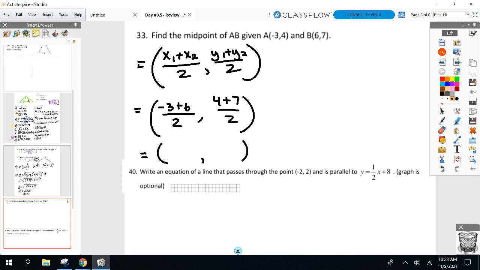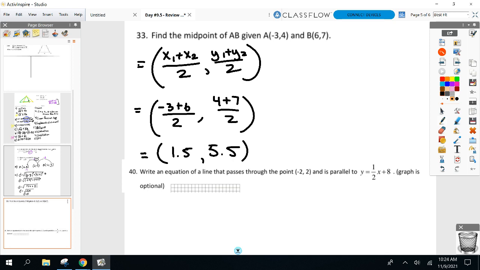So we should end up with, let's see, what do we have? 1.5, 5.5? Yep. So do the midpoints have to be in decimal form, or can they? You can leave it as a fraction if you want, 3 halves and 11 halves. That's fine. All good?